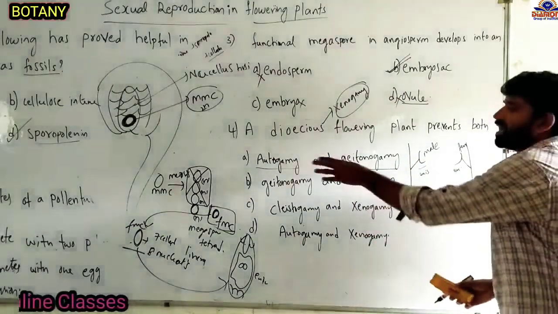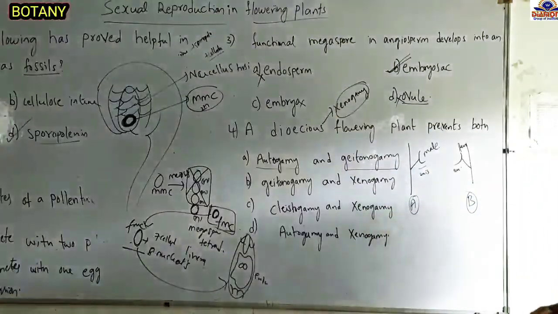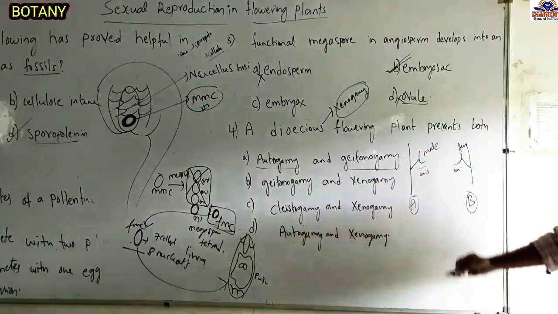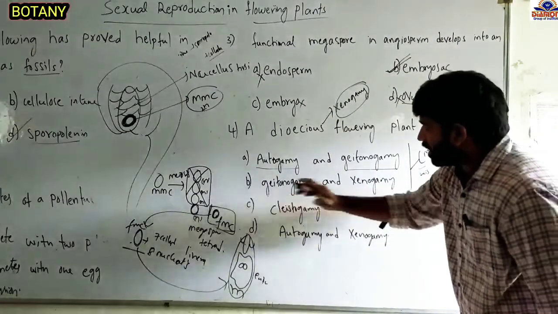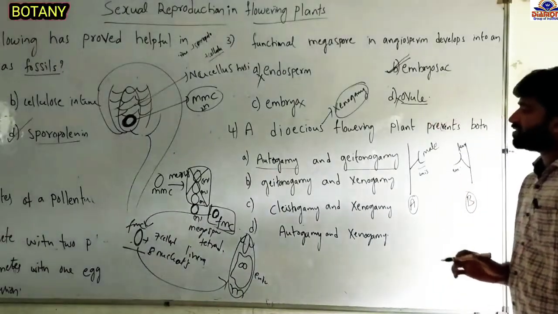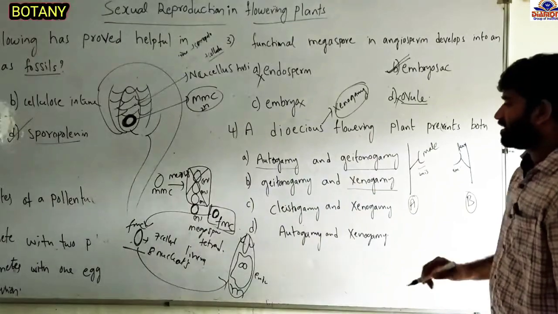So they can prevent autogamy, a self pollination. They can prevent geitonogamy also, which we also call self pollination. Now see option B, geitonogamy and xenogamy. Xenogamy will be encouraged, geitonogamy will be prevented.